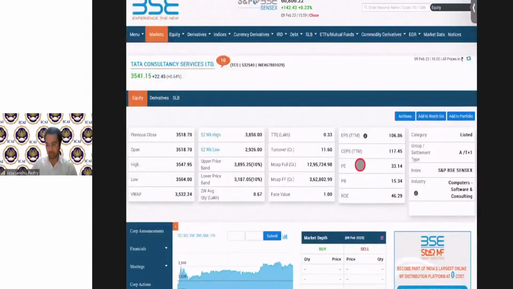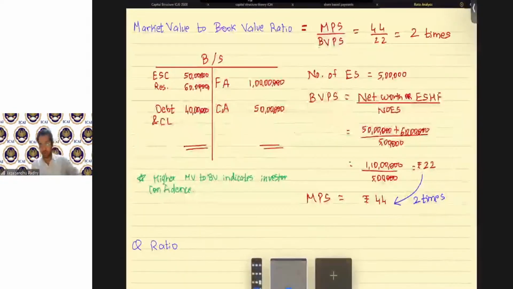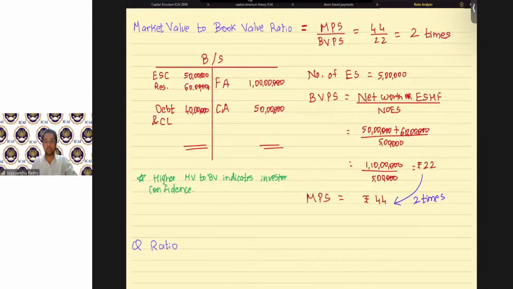So that's the ratio of market value to book value, also called the price to book value ratio. I hope you have understood what this price to book value ratio is. It's typically the market price of the share divided by the book value of the share. Are we good with this ratio, everyone?